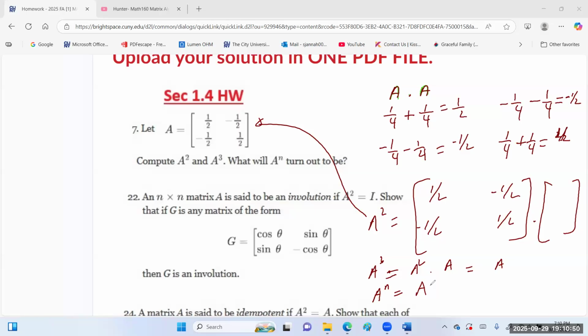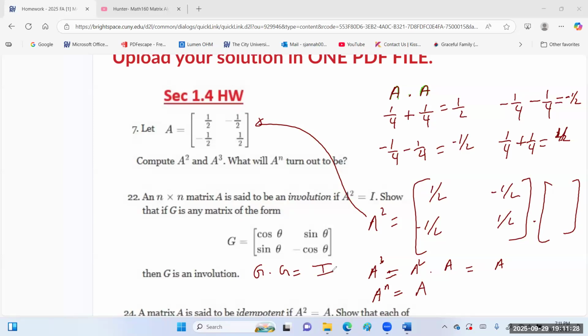Second one says you have a square matrix. An n by n matrix is said to be an involution if A square is I. So if you take square of a matrix and you get the identity matrix, then we call that involution matrix. And it says we are giving a matrix to verify using an involution matrix. It means multiply G with G and see if you get identity. If you get identity, that means yes, it is.